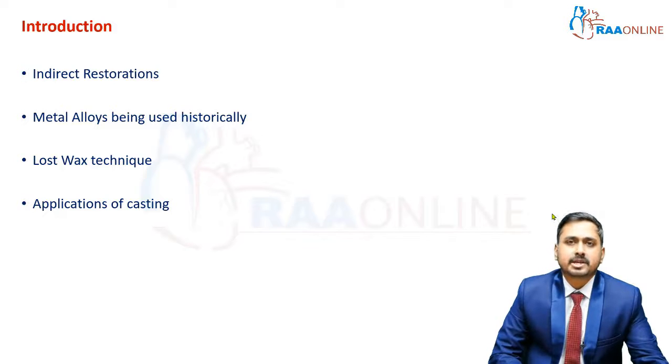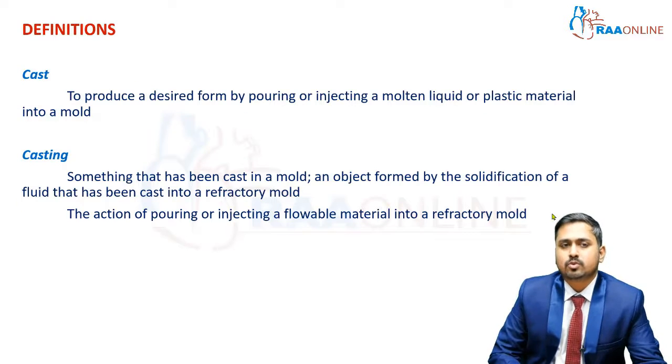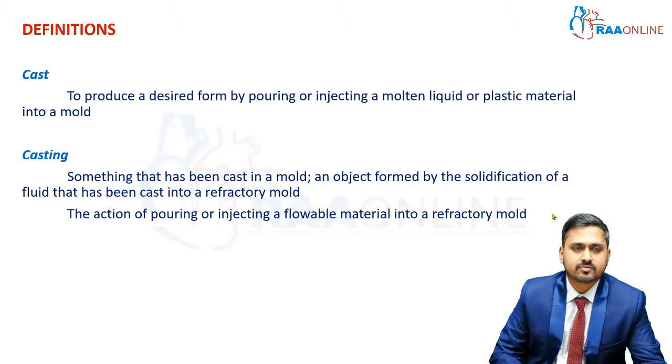Then moving on to the applications of dental casting. It is used to fabricate various forms of indirect restorations, starting from inlays, onlays, single crowns, and fixed partial denture frameworks. It can be an all metal crown or a metal ceramic crown, and various other forms of restorations also. Before diving into the core of the subject, we'll talk about the basic definitions.